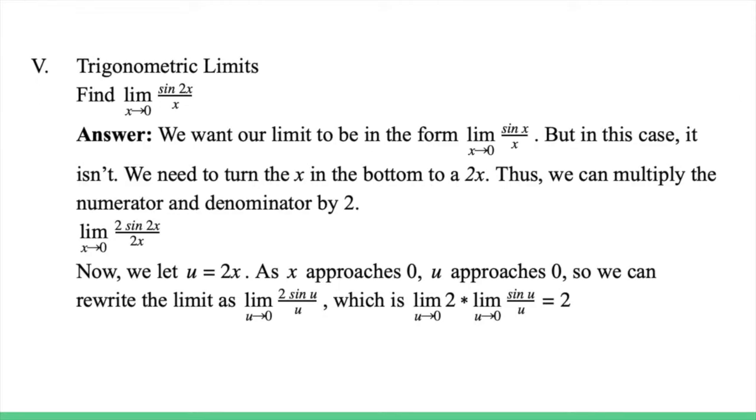Let u equal 2x. Now what happens as x approaches 0? If you take the limit as x approaches 0 of 2x, we get 0. So the limit as u approaches 0 should also be 0, because as 2x approaches 0, u approaches 0. So we can rewrite this limit as the limit as u approaches 0 of 2 sine u over u, which is the limit as u approaches 0 of 2, times the limit as u approaches 0 of sine u over u. The limit as u approaches 0 of 2 is just 2, and by our definition, the limit as u approaches 0 of sine u over u is 1, so 2 times 1 is 2.